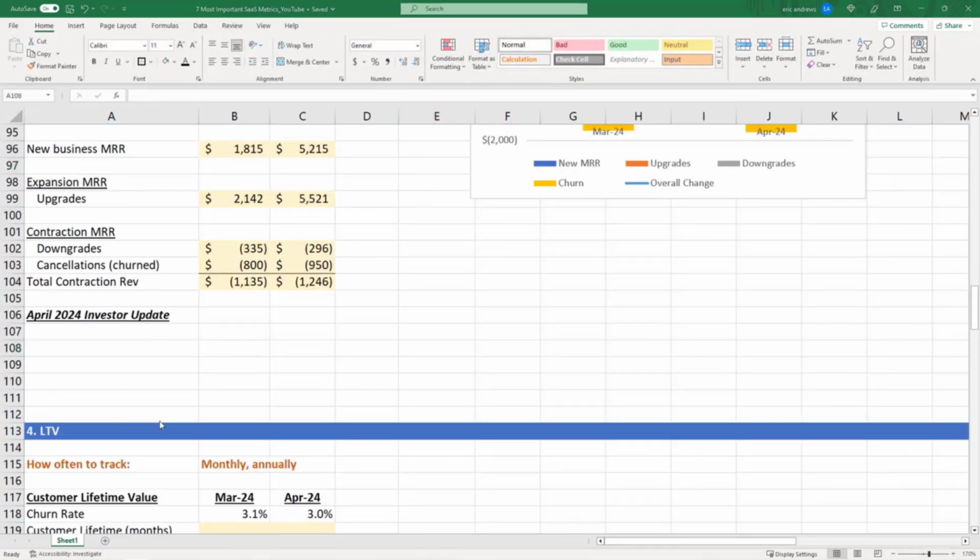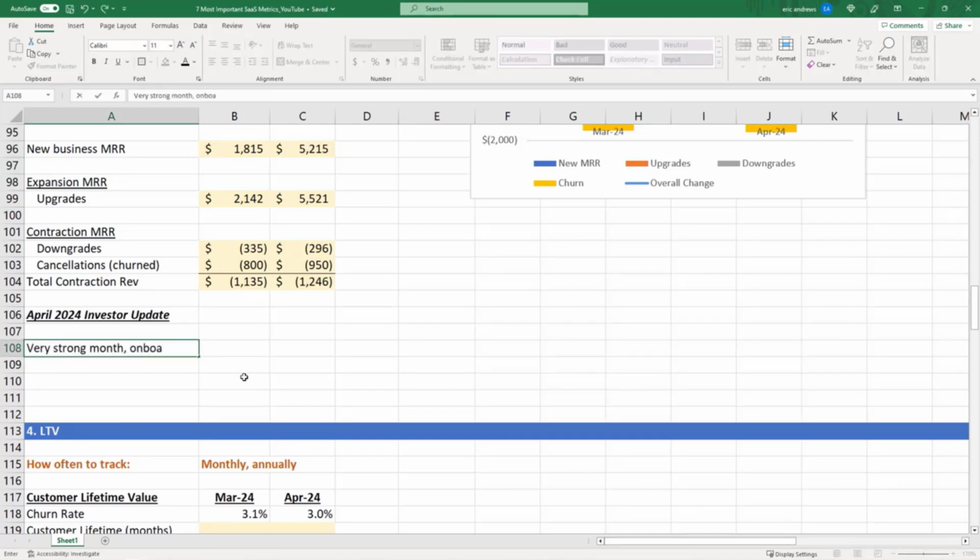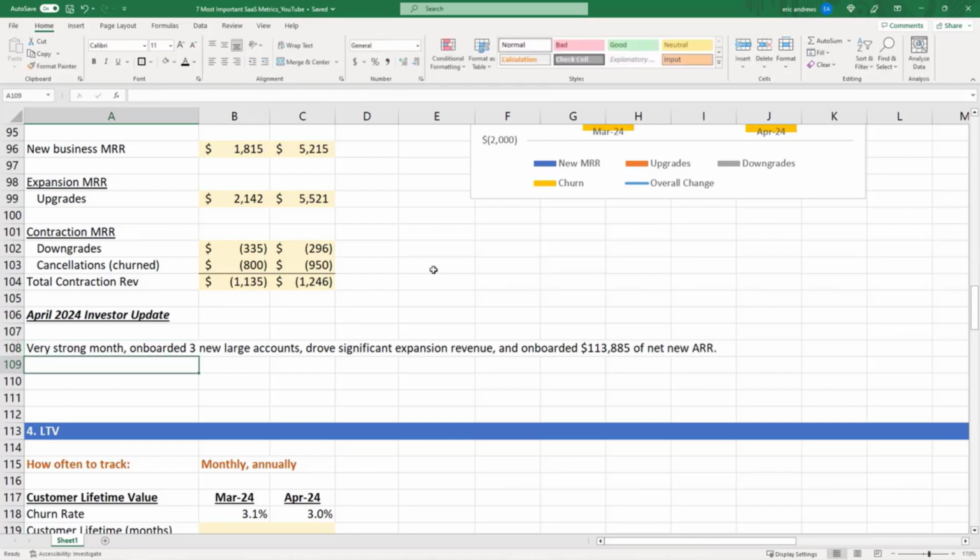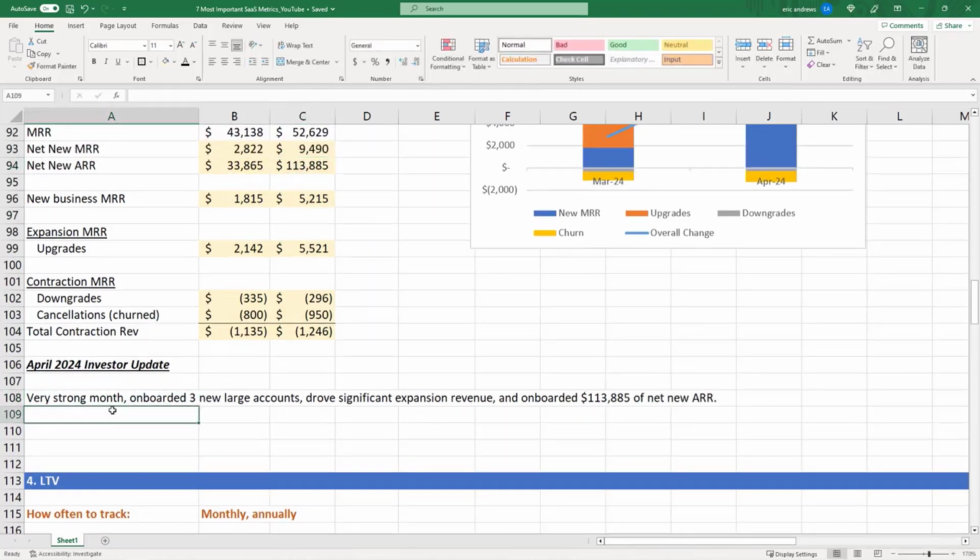Okay, so investor update. Overall, I would say very strong month. Onboarded 3 new large accounts. You can see we onboarded over 5,000 in revenue, so those are larger accounts. Drove significant expansion revenue and onboarded 113,885 of net new ARR. So that's a nice metric right there.